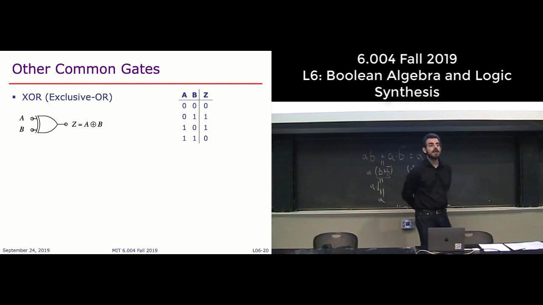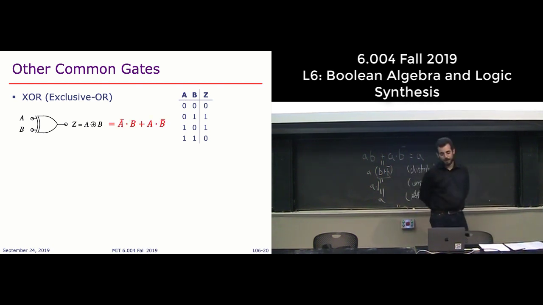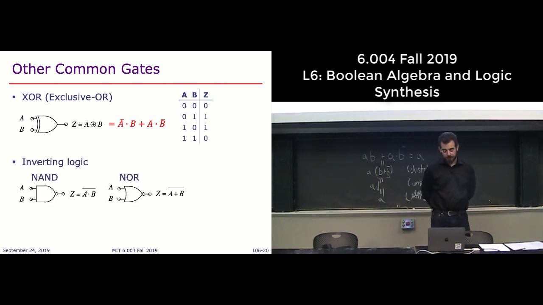Can you tell me the Boolean expression for this? Yes. A not B plus B not A. Perfect. Yes. Just look at the truth table, and you can directly derive the Boolean expression, right? Also, we have inverting variants of AND and OR gates, and these we call NAND and NOR, for negating AND and negating OR. So these return not A and B, and not A or B.